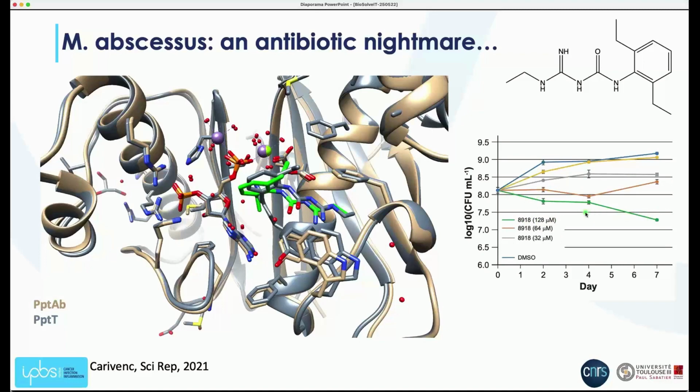So this compound is not able to cross the envelope of Mycobacterium abscessus, although it is able to cross the envelope of Mycobacterium tuberculosis. So this warns us that targeting an enzyme of Mycobacterium abscessus, PPT-AB for instance, will be quite difficult.